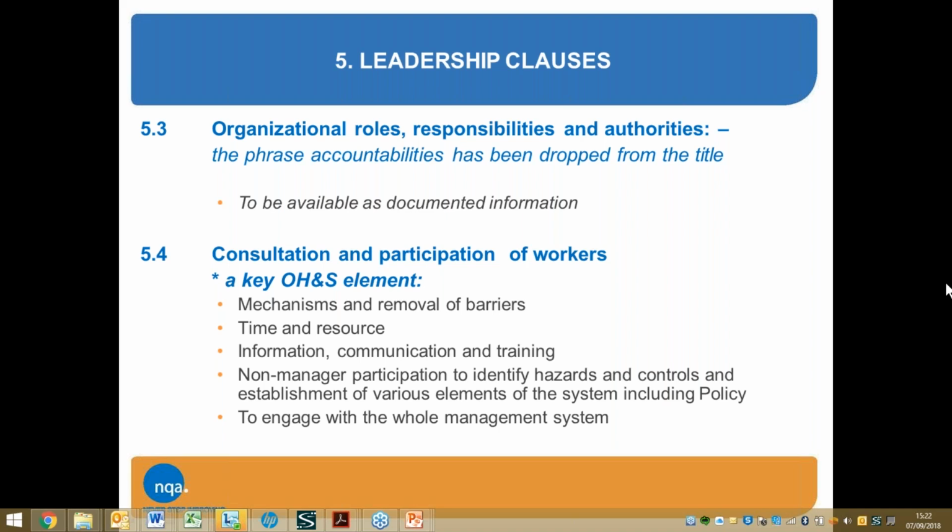We want workers at all levels, and it includes management roles and all other roles, whatever the structure of the organisation, to engage with the whole of the management system. So it isn't just seen as, oh, that's so-and-so's job. The whole organisation needs to be engaged within the process to make it effective.